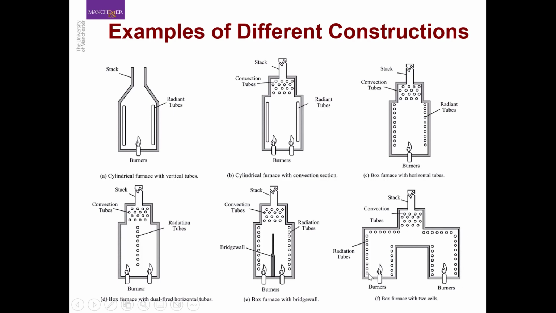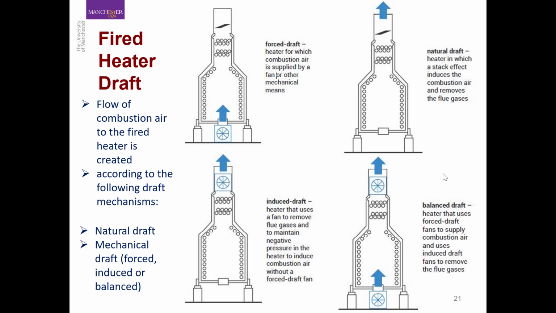Okay, so the last thing that we are going to talk about in terms of construction of fire heaters is how we are going to provide the flow of combustion air to the fire heater. And as you can see on the slide, there are a couple of options available to us. We can use natural draft, that is the case here, where we are using the density difference between the flue gas and the incoming air to create a natural draft or a push for the air to come into the furnace.